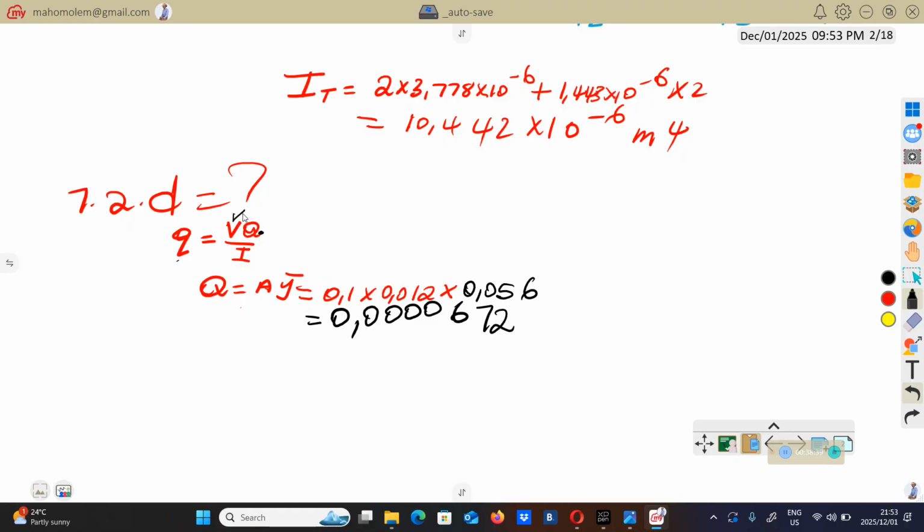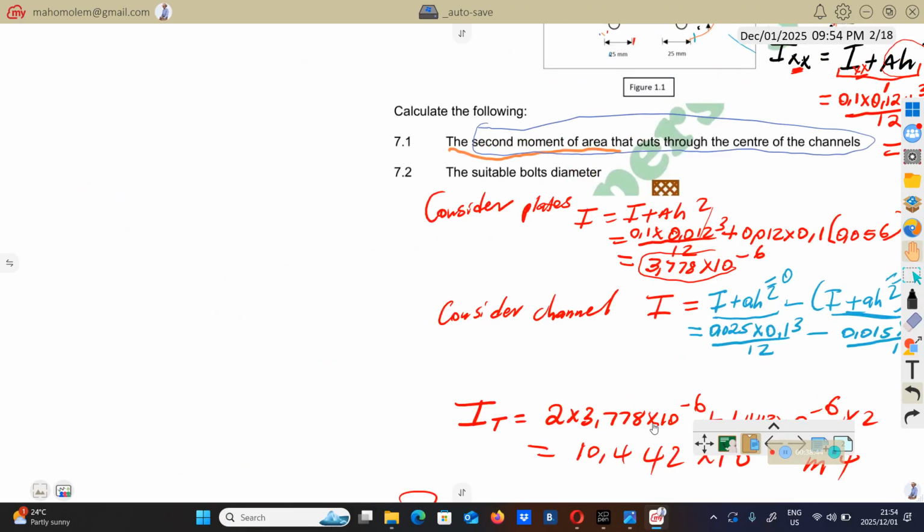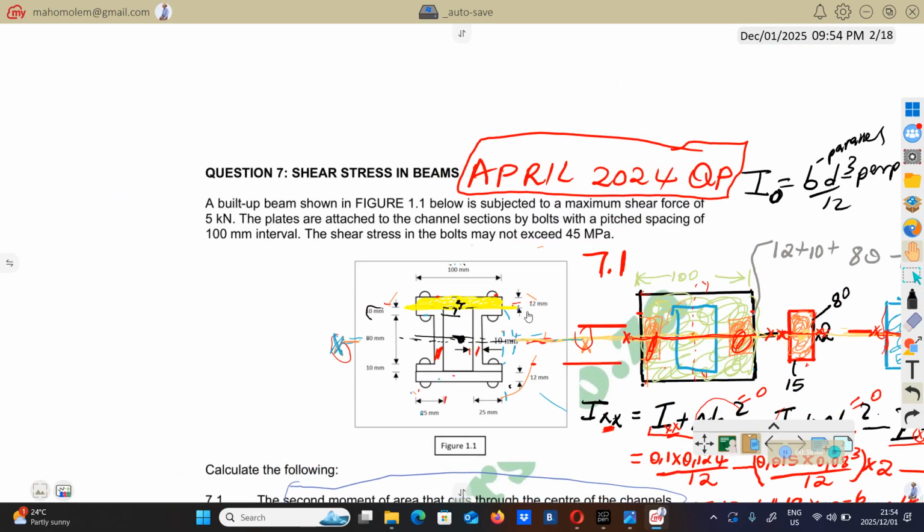We have this one here is given, I think, if I still remember very well, the shear force. The shear force is given as 5. So shear force is given as 5. So it's this one, we don't have to worry. Shear force is 5. We calculated Q, we calculated I. Then we just have to substitute.